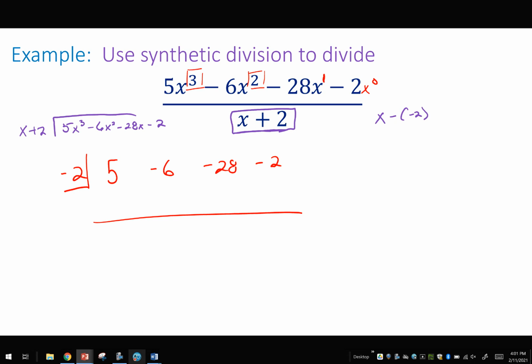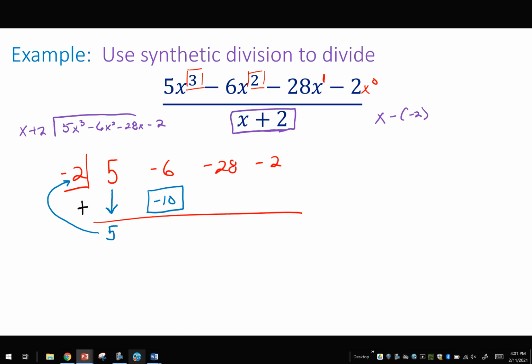When we are doing synthetic division, we are always going to add vertically. Remember when we did long division, we would subtract vertically. Synthetic division is different. We want to add vertically. First thing we're going to do is simply bring this 5 down. So there's no addition, there's nothing going on. To determine what this spot is here under the negative 6, we're going to take 5 times negative 2 and put that product in this spot. So that would be a negative 10.